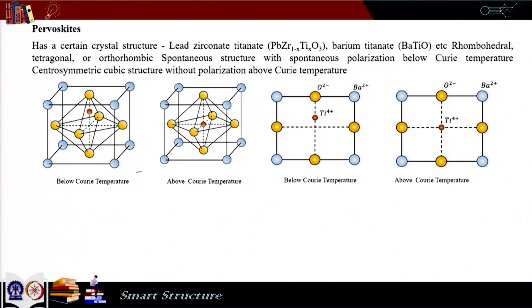In this structure, we can see that the barium ions are positive, so their net charge is here, and the oxygen is negative, so the net negative is here. However, this titanium ion is shifted a little up or down, so that creates a dipole. So, below the Curie temperature, because of this kind of structure, it is polarized. However, above the Curie temperature, this titanium comes to the center, so now there is no dipole. This is the same thing when we see it from one side, above and below the Curie temperature.